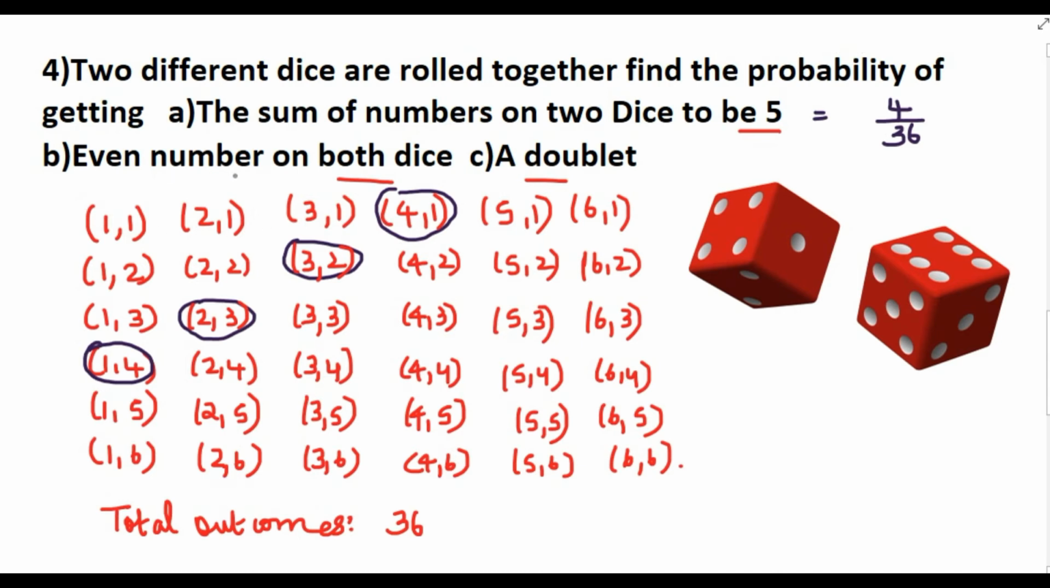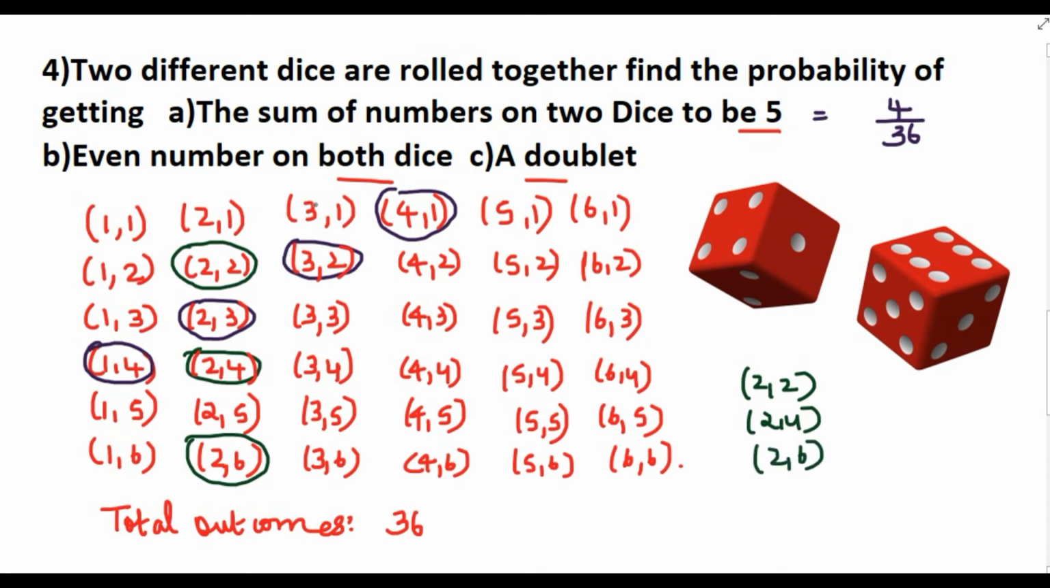Even numbers on both dice. So even numbers on both dice, it should be an even number. So one possible outcome is (2,2). Again (2,4). This is the second possible outcome. Again (2,6). This is the third possible outcome because both the numbers are even.